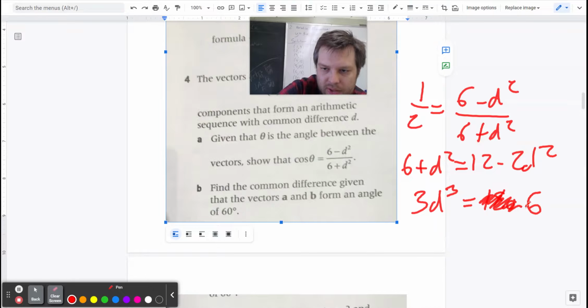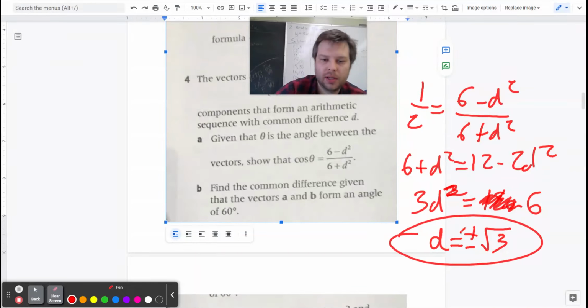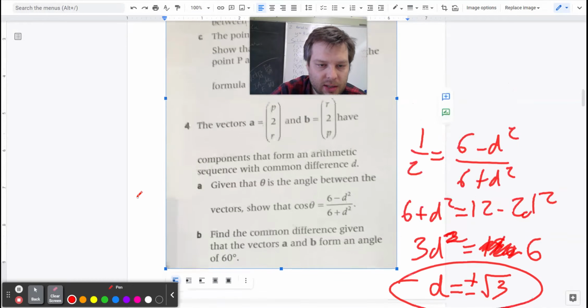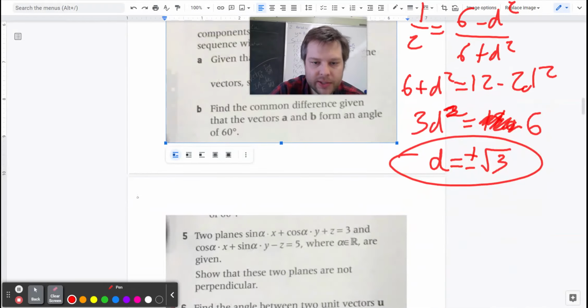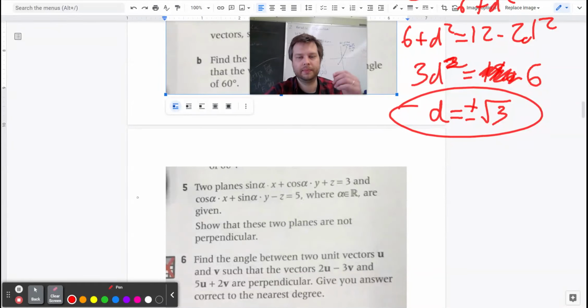3d squared equals 6. Did I do that right? I think so. And that's a squared. And so d equals plus or minus the square root of 3. There we go. And was there anything else on this one? Looks like that's it. All right, great. One more down.